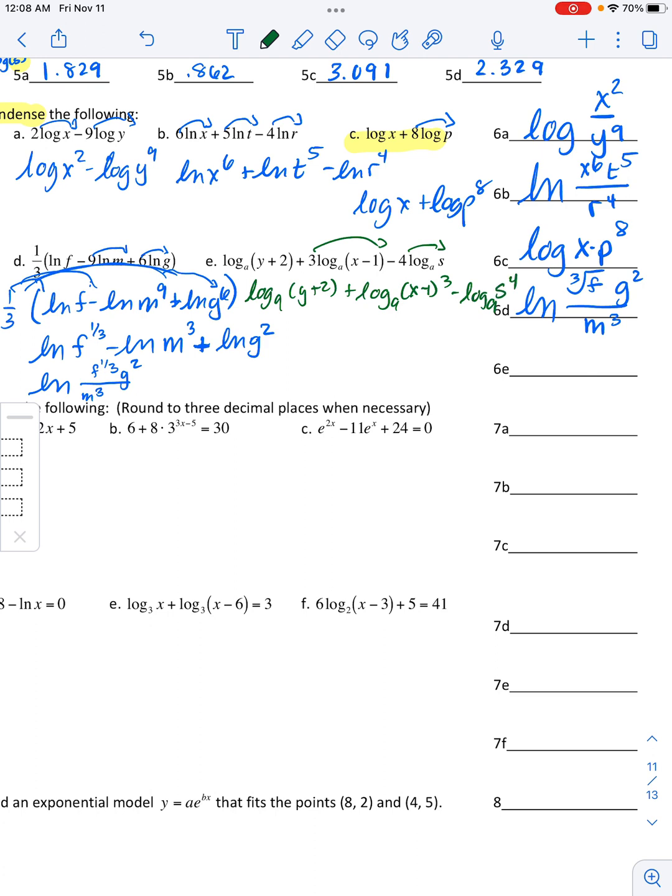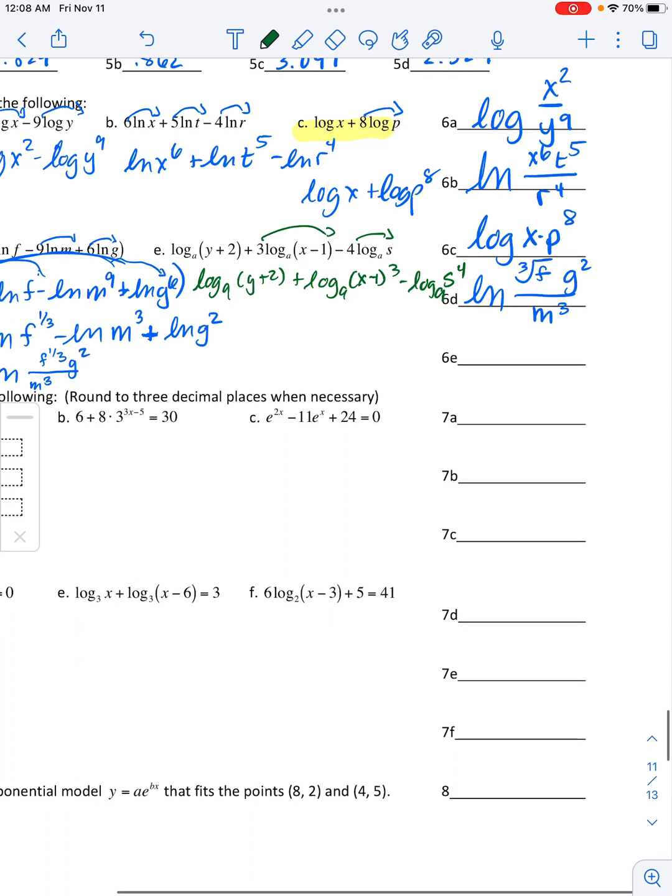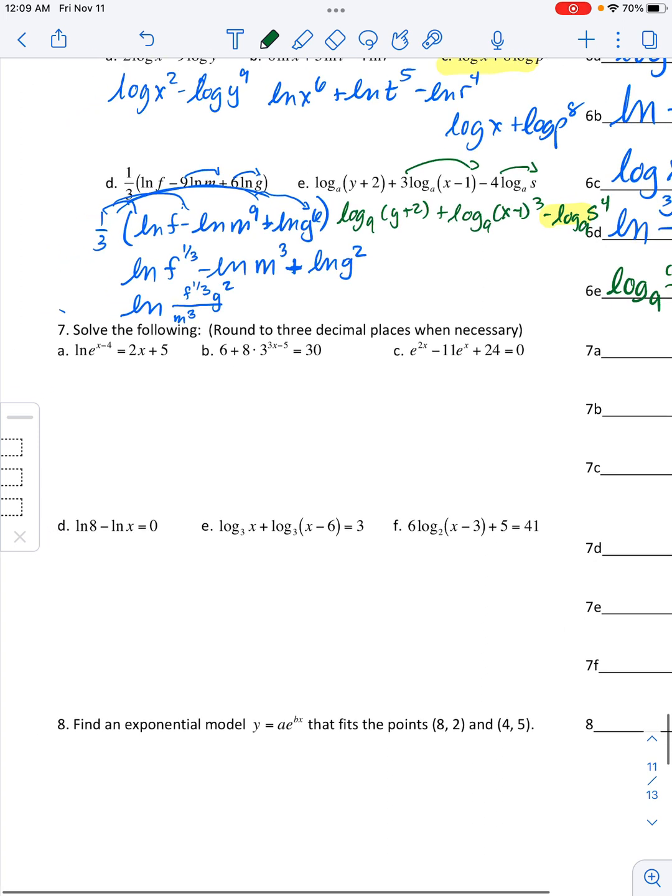So now I can put them together, and I'm going to have log base A, with the y plus 2 and the x minus 1 cubed all going on the top because they are positive terms. But this follows a negative, so just the s to the 4 goes on the bottom. I am not going to make you multiply x minus 1 times itself 3 times and then multiply that by y plus 2, so you can just leave that. And now I'm getting to my favorite verb in math, and that is solve.